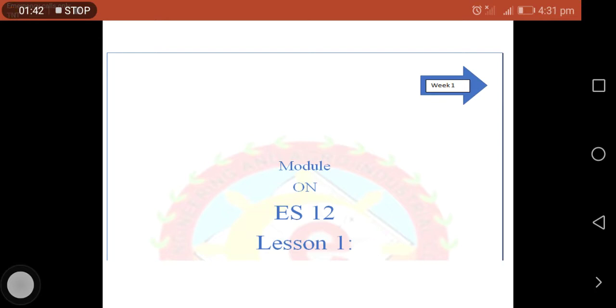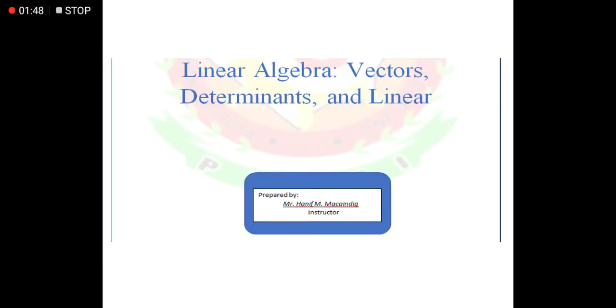Okay, so now we have here ES12. Our lesson for today is linear algebra: vectors, determinants, and linear. Okay, so I will not discuss the concepts and definitions na naka-indicate dito sa manual instructional materials natin, but please read it, no? I will just have a small discussion about the examples provided.